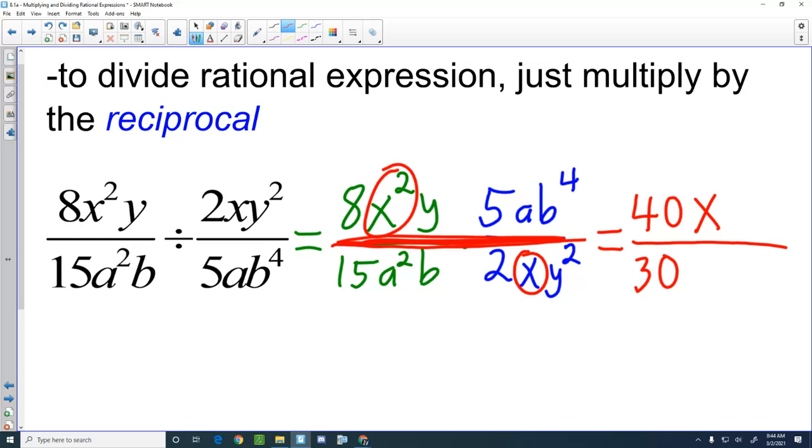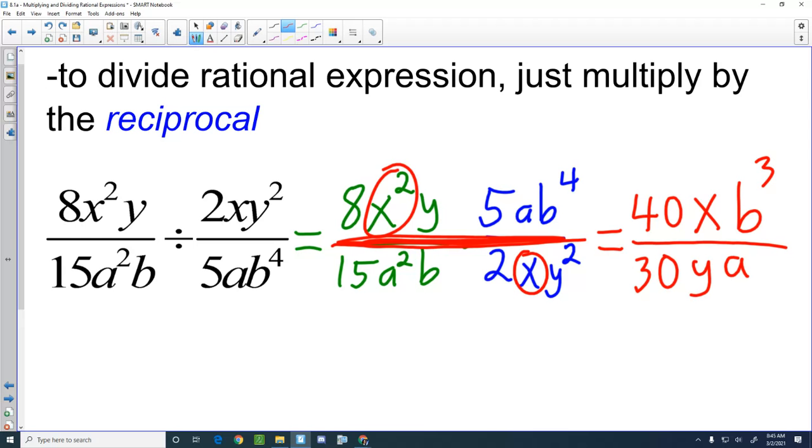Where are there more y's, top or bottom? Bottom. How many more? Just one of them. All right, how about a? Where are there more a's, top or bottom? Bottom. How many more? Just one of them. And finally, b. Where are there more b's? Top. How many more b's? 3 of them.